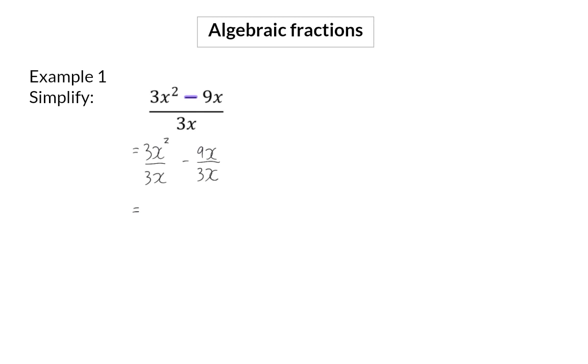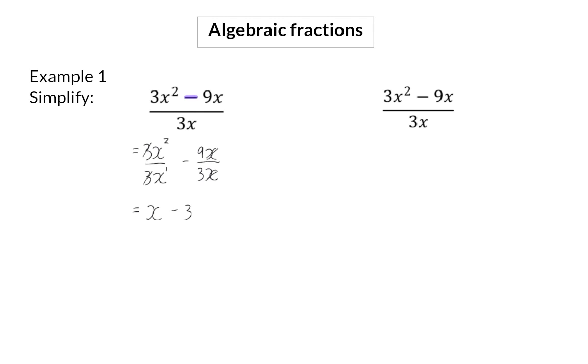Simplifying the first fraction, we will end with the value 1 over x, because 3 divided by 3 is 1, and for the variables we subtract the exponents. In the second term, we have 9 divided by 3, which is 3, and x divided by x is 1. Now that you can also factorize, there's a second method you can use to simplify this expression.